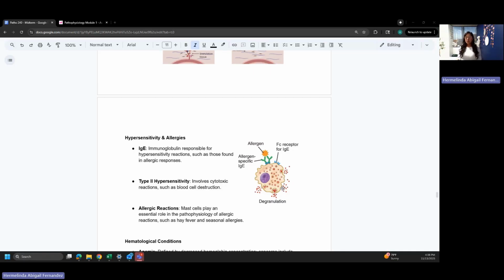Allergic reactions, so mast cells play an essential role in the pathophysiology of allergic reactions. An example of this is hay fever or seasonal allergies.